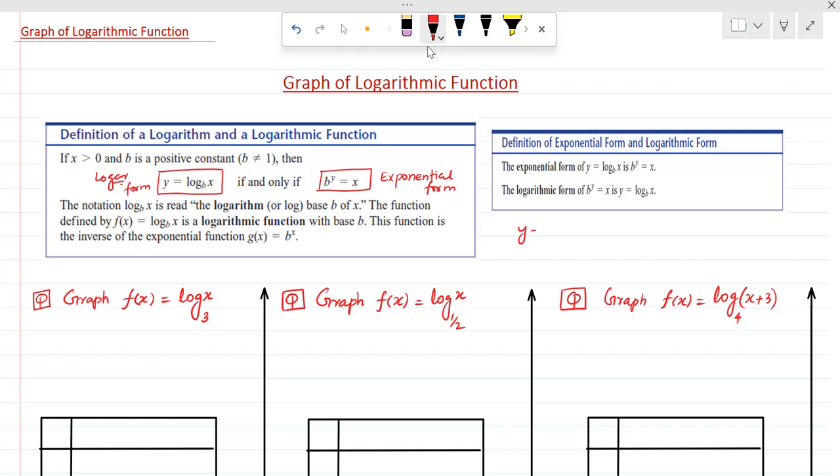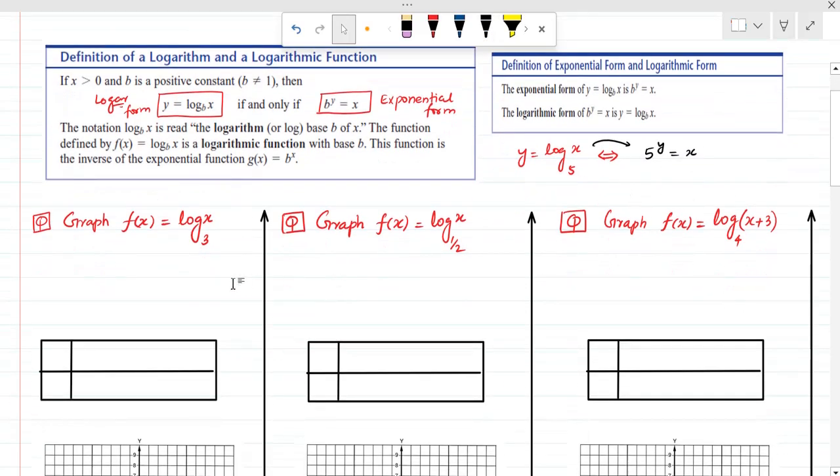Suppose you have y equals log x to the base 5. How will you write the exponential? You will write it as 5 raised to the power y equals x. This is the conversion from the logarithmic to the exponential form. So we will start the problem. First, graph f of x equals log x base 3.